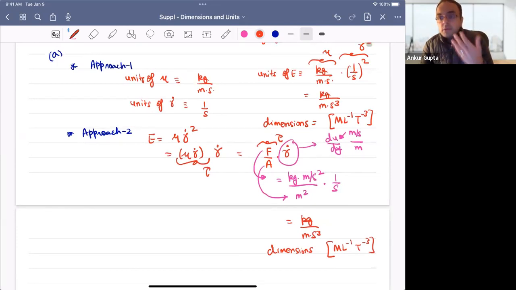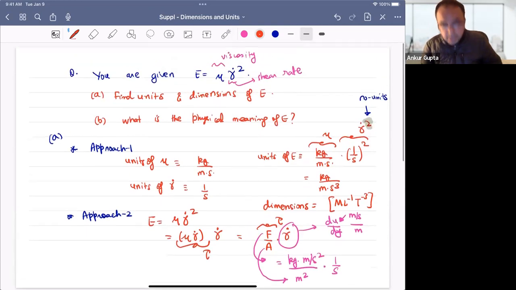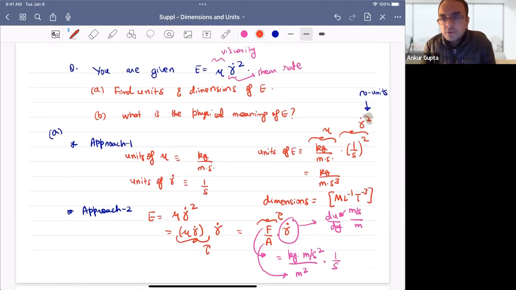In your homework problem, you have exponents which could be fractional as well. So that is something you will do in your homework, and we'll give you more practice. The second part of this problem, and this is not something you will do too often, I just wanted to show you here, is what is the physical meaning of E? And that's a little confusing, right? Because how do I extract meaning from something that's just a number, mu gamma dot square? How do I extract meaning? And the answer really goes in trying to see what the units are. Can we make any sense of it?